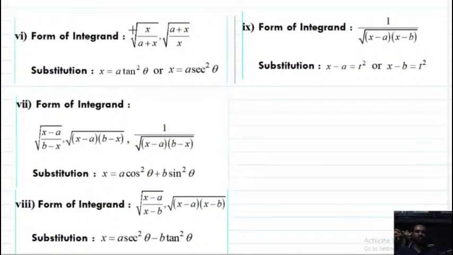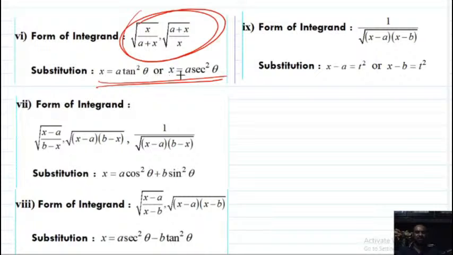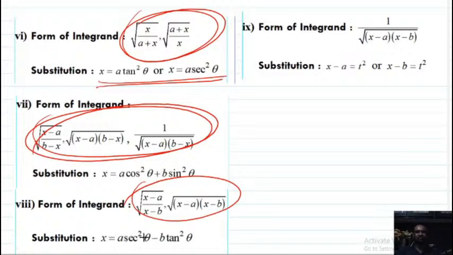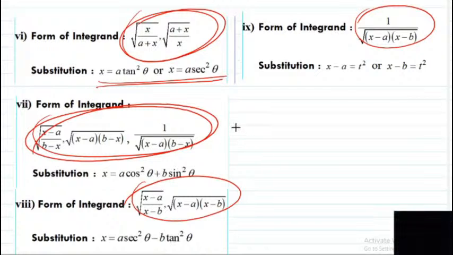Okay, here also, fifth form. If any problem is in this form, directly substitute x equal to a tan square theta or x equal to a secant square theta and proceed. Okay, if any problem is in this form, put x equal to a cos square theta plus b sin square theta and proceed. If any problem is in this form, put x equal to a secant square theta minus b tan square theta and proceed. Or if any problem is in this form, put x minus a equal to t square or x minus t square and proceed. Okay. So sometimes without using these substitutions also you can find. If you use substitutions, the process becomes easy to solve the problem. Okay.